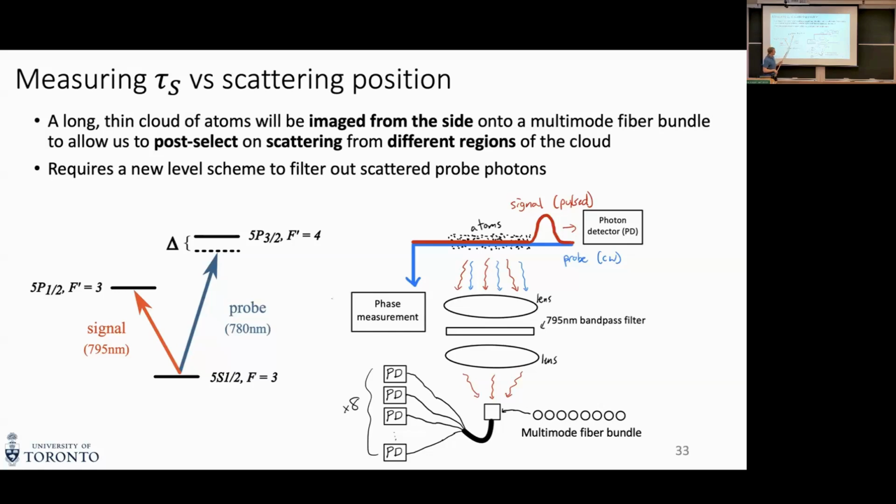Then essentially the idea will be to have a long, thin cloud of atoms and image it with a big lens underneath our vacuum chamber, and then filter out any photons that were scattered by the probe, and then image these scattered photons onto this custom multi-mode fiber bundle that I got. So essentially, this is a cheap single photon camera, let's say. We're imaging things on different fibers and then sending each of these fibers to a separate photon detector. So we can post-select on where in the cloud something scattered.